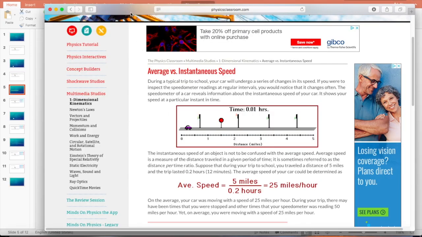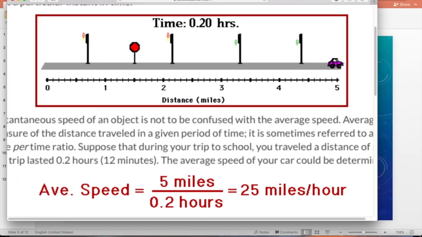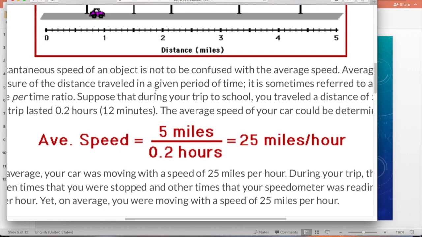Okay, here's a link in the PowerPoint that gives you a pretty good idea of this talk about instantaneous versus average. So you can see that the speed at every instant in time is constantly changing. And we can also take the average speed. I think you can see the average is going to be pretty easy to find. They go a total of 5 miles in 0.2 hours. Distance over time, 25 miles per hour was their average speed.